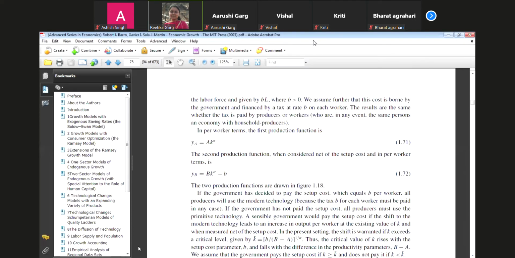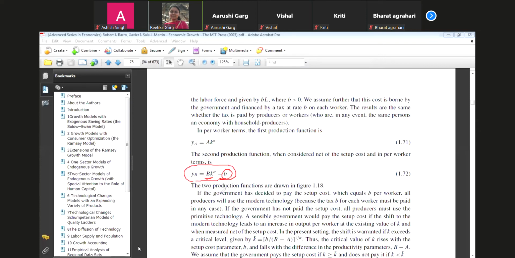Now, this is of course borne by the government and financed by a tax at rate b on each worker. If you write it in per capita terms, the production function net of cost is this. There is some fixed cost involved in this technology, which is b times L. In per capita terms, this is what the production function looks like.